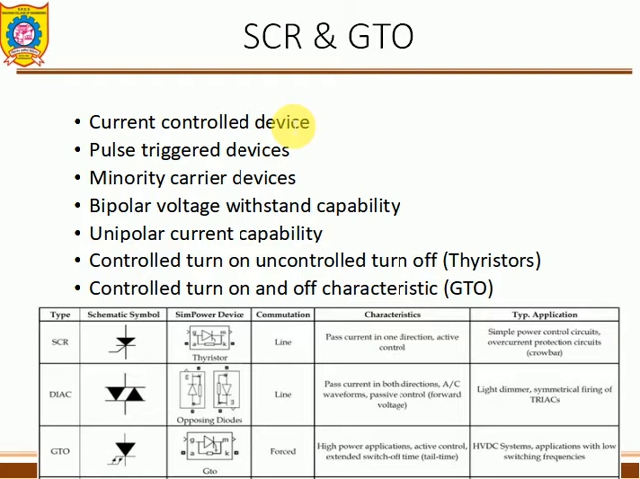The next two points I have mentioned in the slide are the difference between the Thyristor and the GTO. I will show with my mouse: controlled turn on and uncontrolled turn off is called the Thyristor. Controlled on and controlled off is called the GTO. So this is the major difference between the SCR and the GTO.